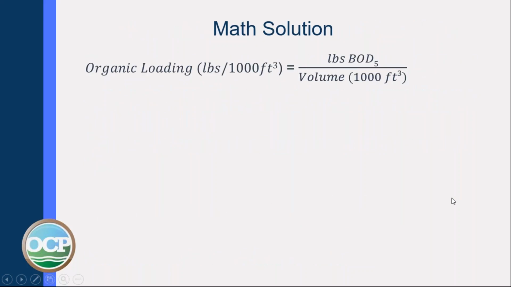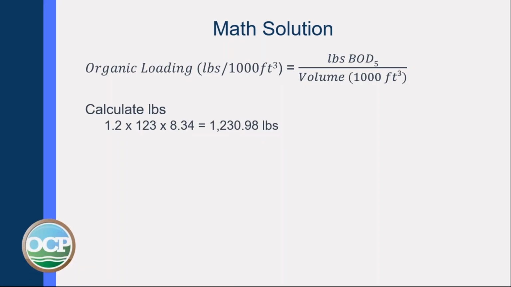So there's our equation again. The first thing we need to do is calculate the BOD. It's 1.2 million gallons times 123 milligrams per liter times 8.34, which means you have 1,230.98 pounds of BOD per day going over that trickling filter.